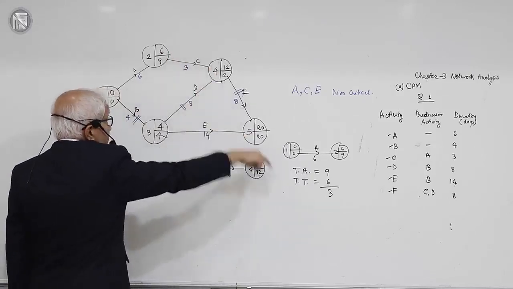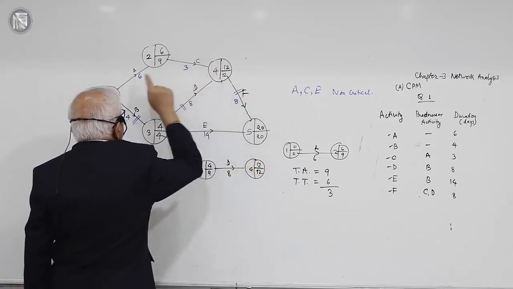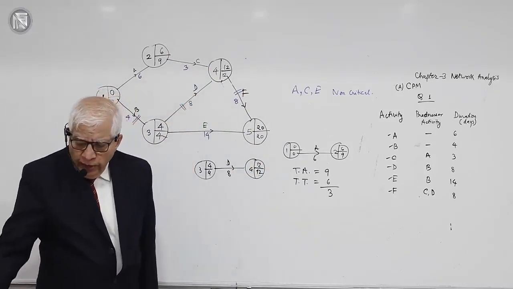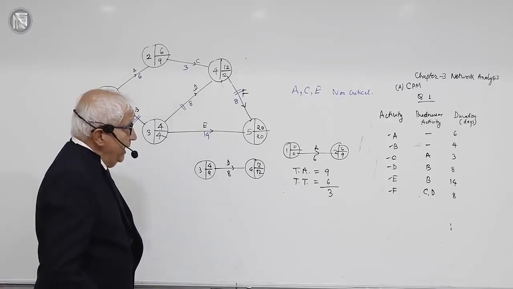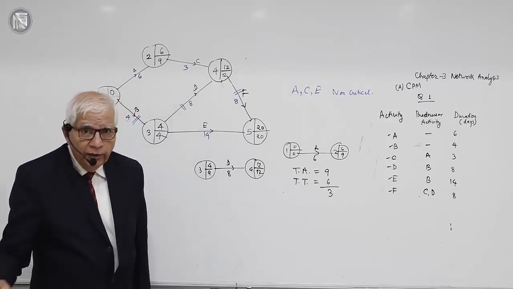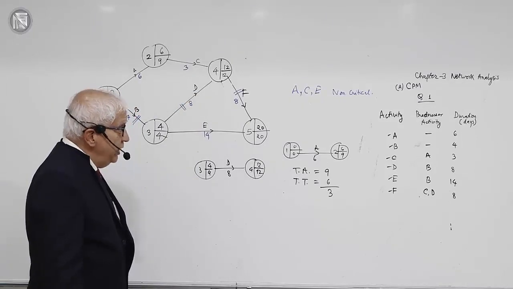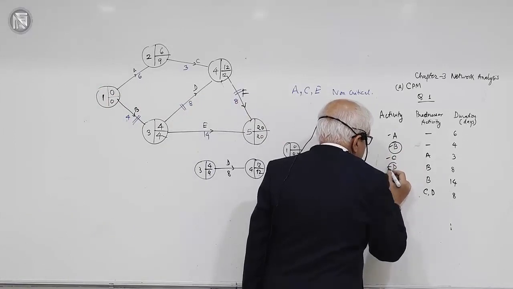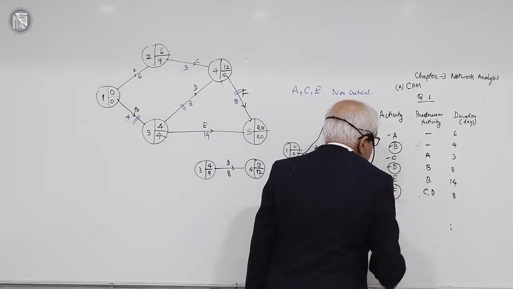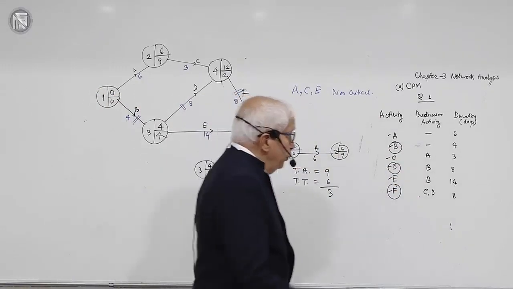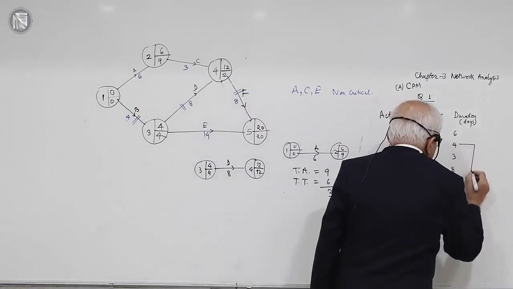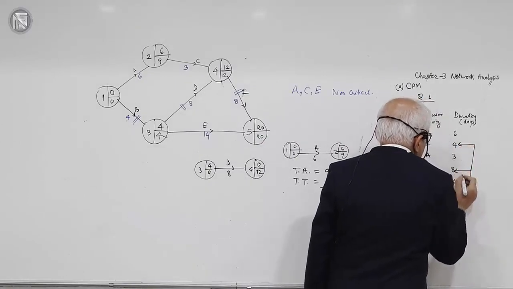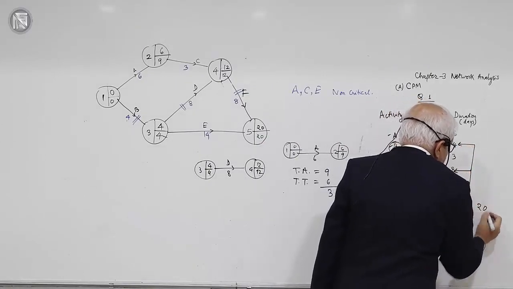On path ACF, F is critical, but A is not critical, C is not critical. In other words, out of A, B, C, D, E, F, A, C and E are not critical. And which are the critical activities? B, D and F are critical. So I am marking them B, D and F. These are critical activities. If you total up the durations of these activities B, D, F, it will be 4 plus 8 plus 8, that is 20.